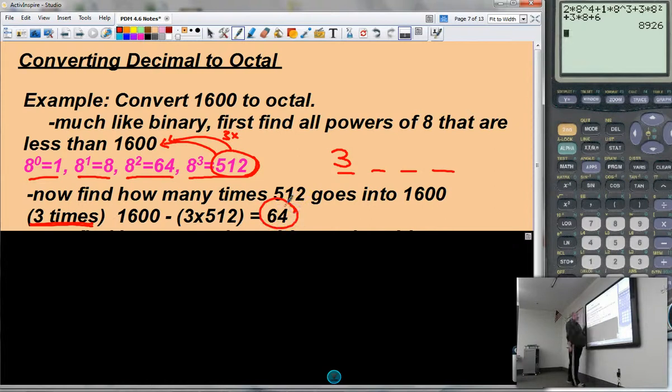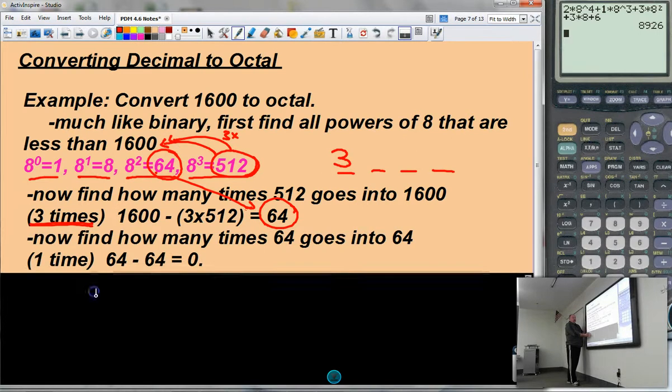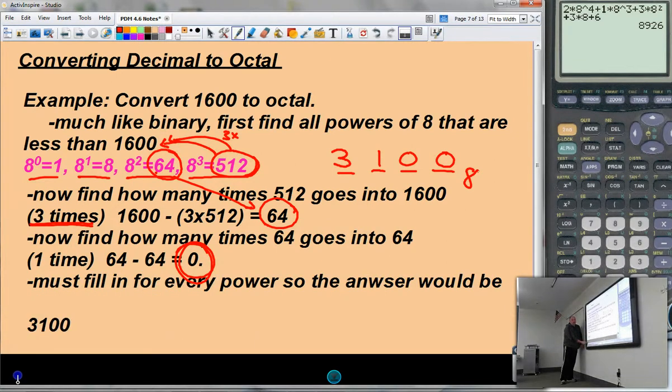64 was left. So then I go to my next digit. How many times does 64 go into 64? Well, the answer is 1. So I'm going to put a 1. Now when I subtract 64 minus 64, I have nothing left. So since I have nothing left, I don't need to worry about 8 to the first, and I don't need to worry about 8 to the 0. Okay, so 1600 as an octal would be 3100.